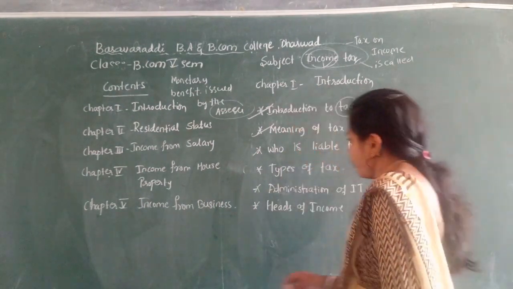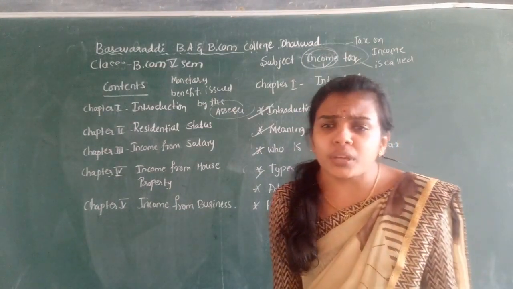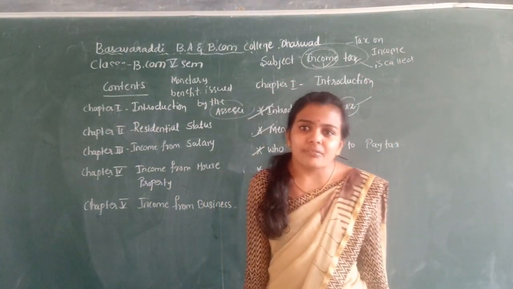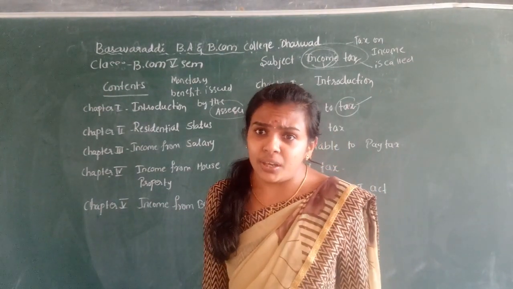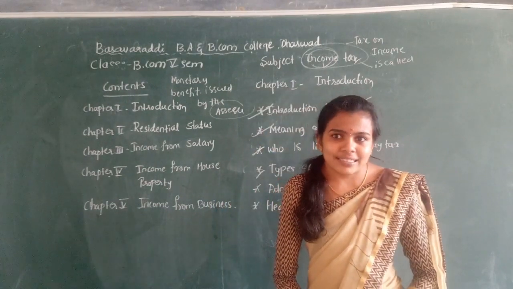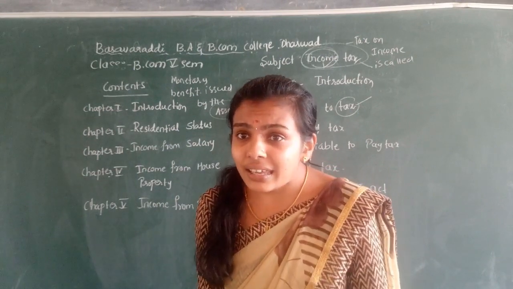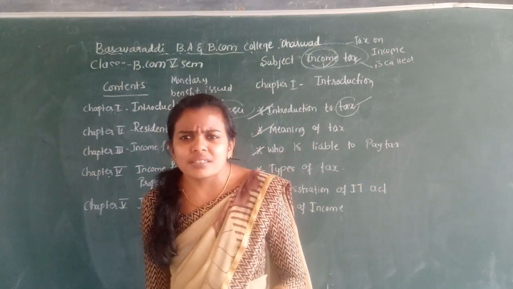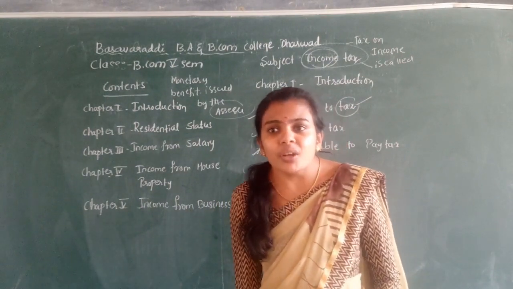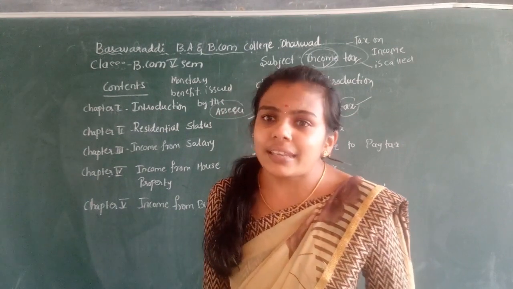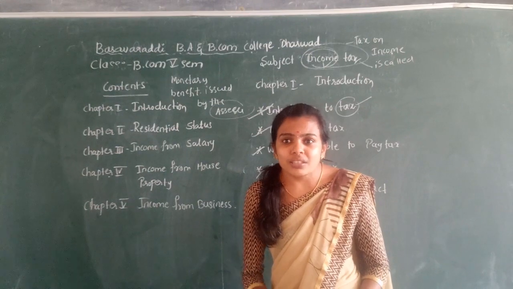Now, what are the types of tax? There are two main types. First one is direct tax, second one is indirect tax. What do you mean by direct tax? Direct tax is a tax paid by the person on whom it is legally imposed. It is levied on a person who can bear the tax. Direct taxes are not shifted to others.